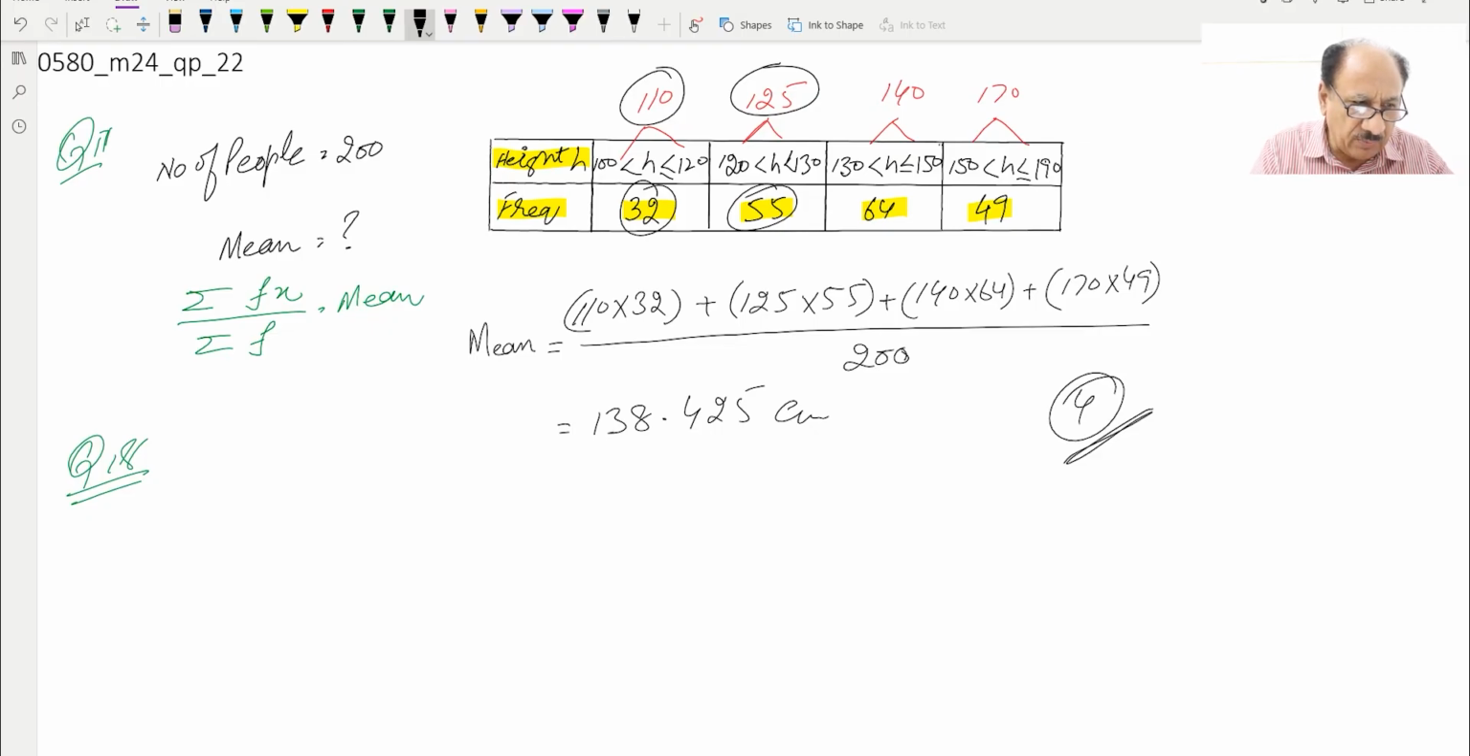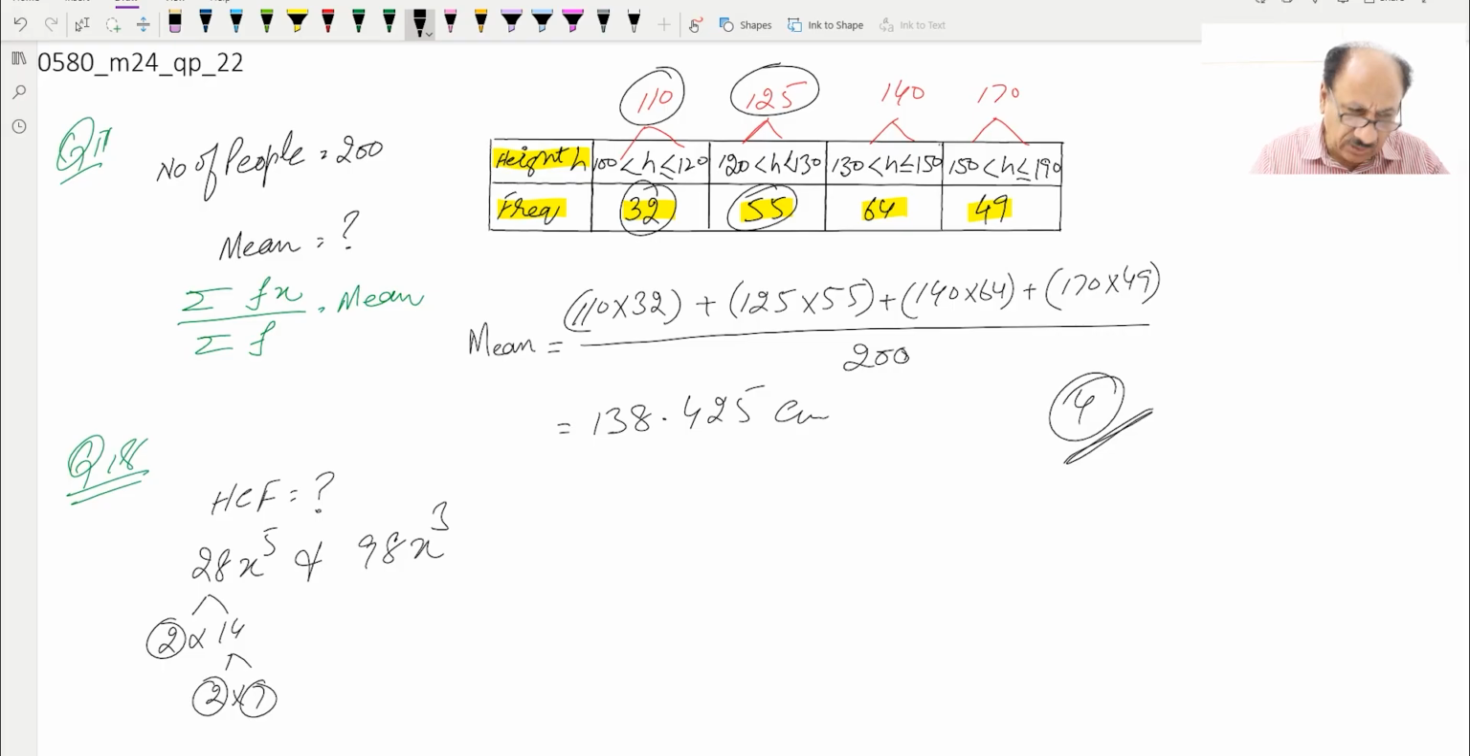So find the highest common factor. HCF we need to find, and of what? One term given is 28 x raised to the power 5, and the second term given is 98 x raised to the power 3. So what we will do, we can take the maximum common. We can find the HCF of 28 and 98. So 28 we can write as 2 into 14, then 7 into 2, 2 into 7. So these will be the prime factors.